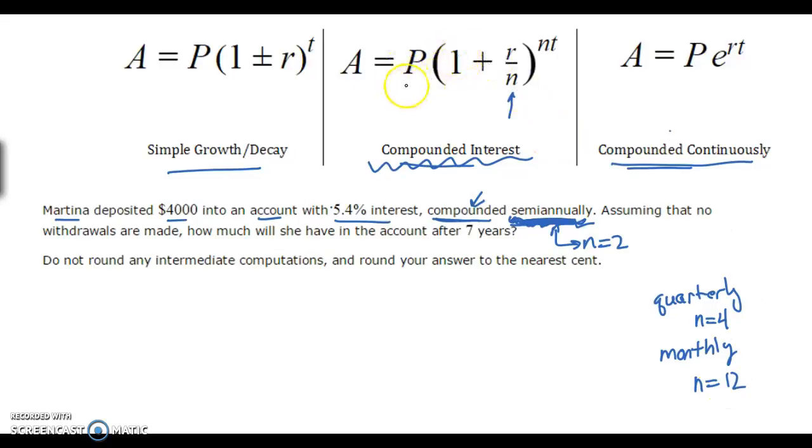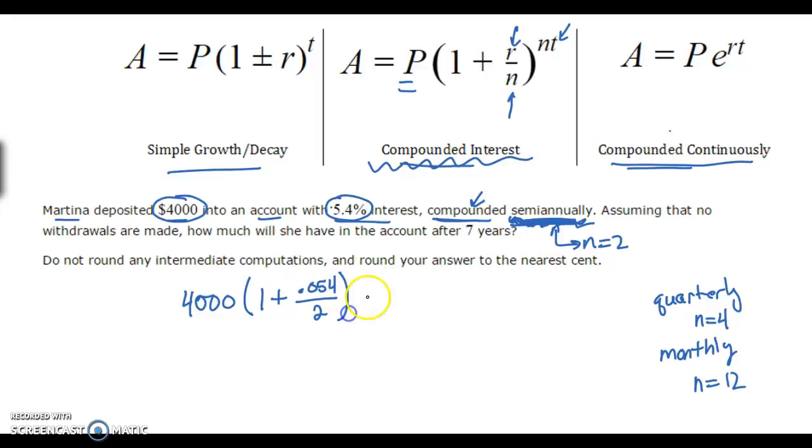Everything else is the same. This is the beginning amount. This is the rate as a decimal. This is the time in years. And so for this particular problem, since this is what Martina deposited, we know that 4,000 will go in place of P. 1 plus this written as a decimal is 0.054 divided by 2, because we'll apply half of it for half of the year and the other half at the end of the year. For how many years? 7 years, and then times 2.